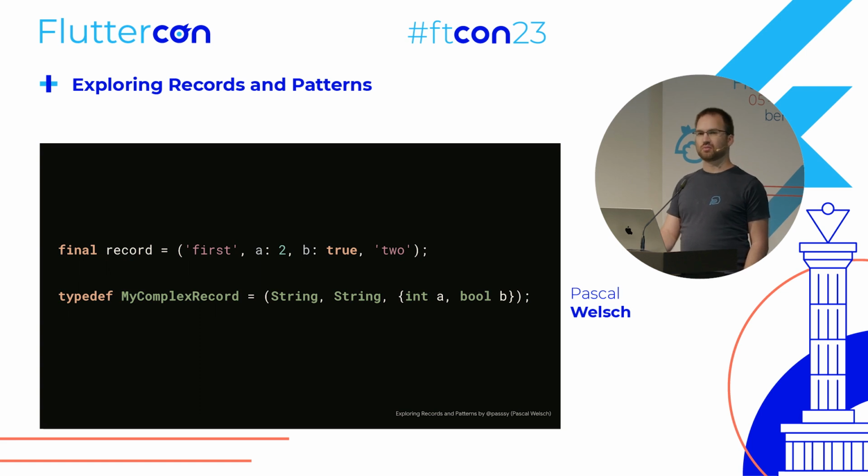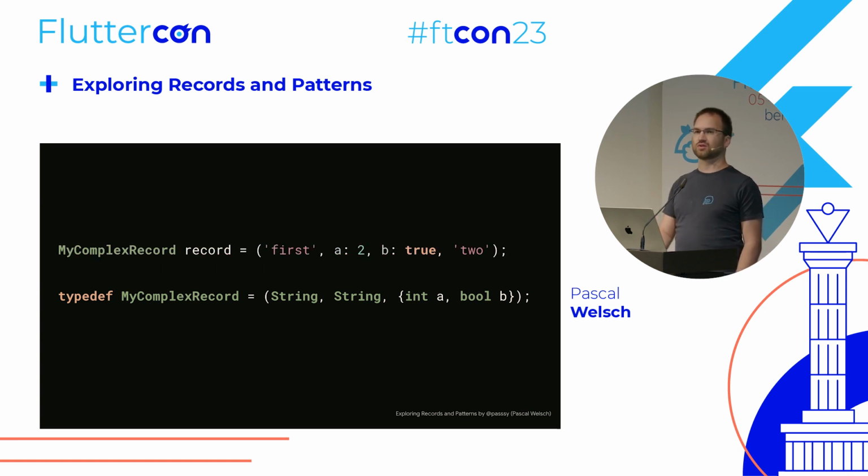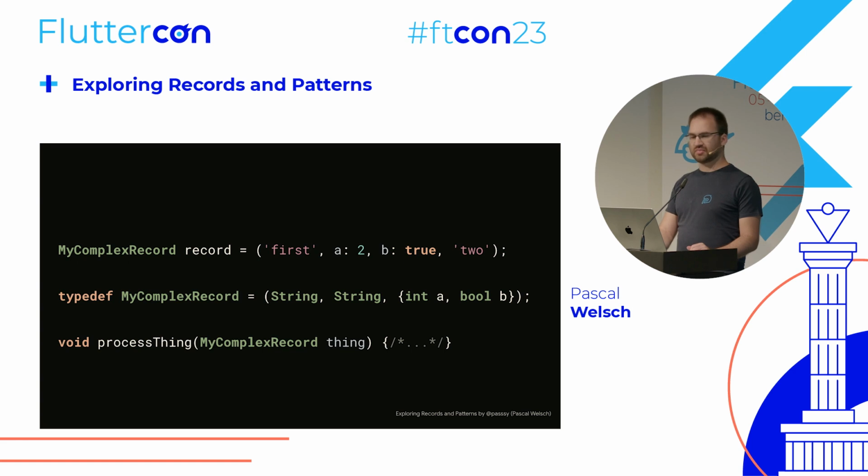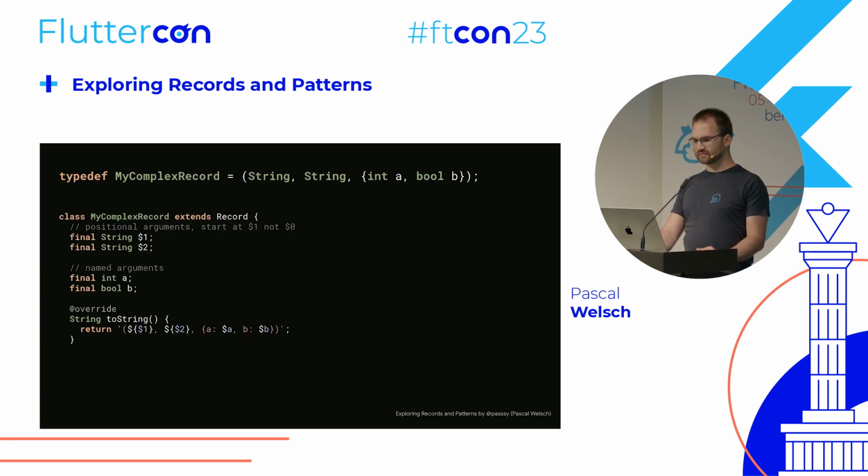If we have such a complex record type, we definitely want to typedef it so we can pass it around and use it. For example, we can define a field or a method and pass it inside. It very much behaves like any other object. It's just a record or any other variable.